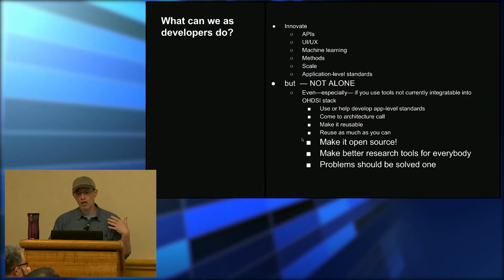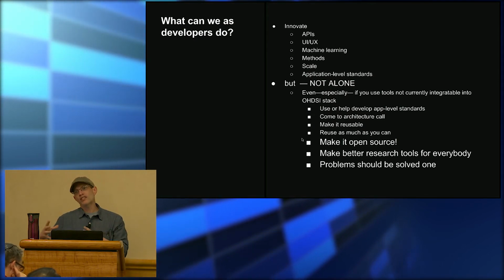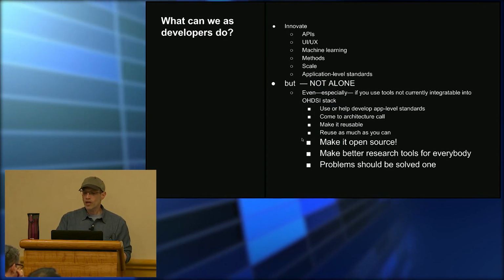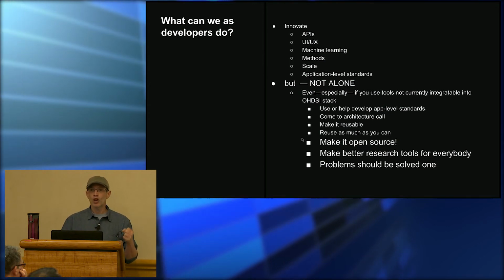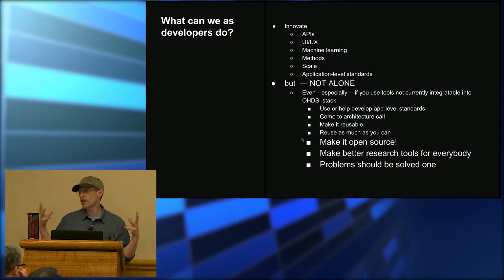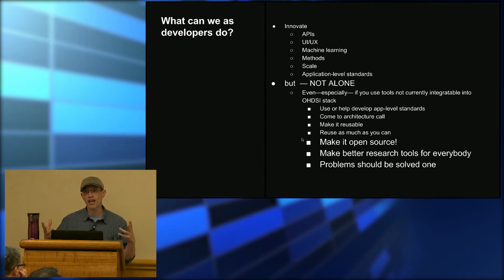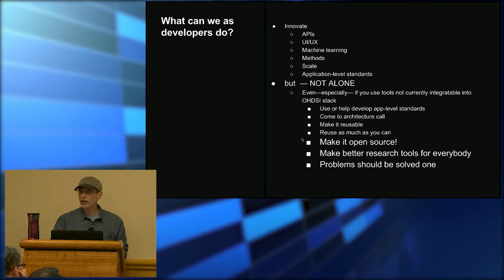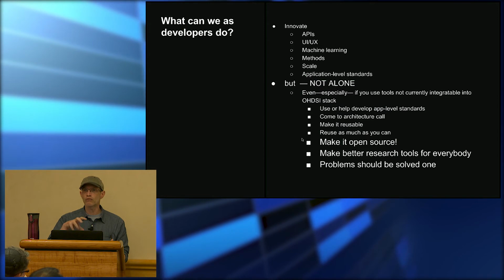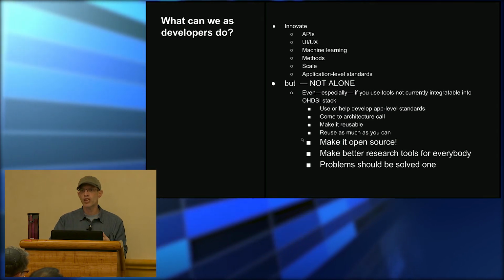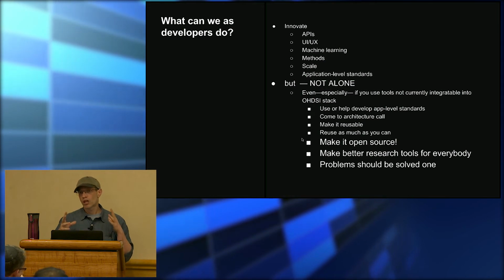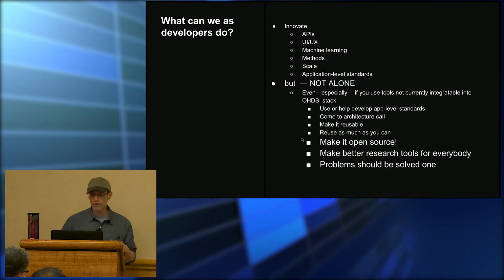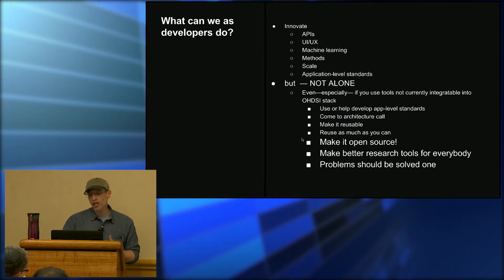But what we as developers need to do is we do need to innovate. We need to build new APIs, new user interfaces. We need to do machine learning and methods development. We need to handle scale, to do this with huge amounts of data, which I don't know if anyone outside of the commercial environment can start to do yet. And I think later on, Frank, you're going to be talking about the application data structure standards. So when Frank talks about that, pay really close attention because that's going to be the thing that really unifies us. So we need to innovate, but not alone.